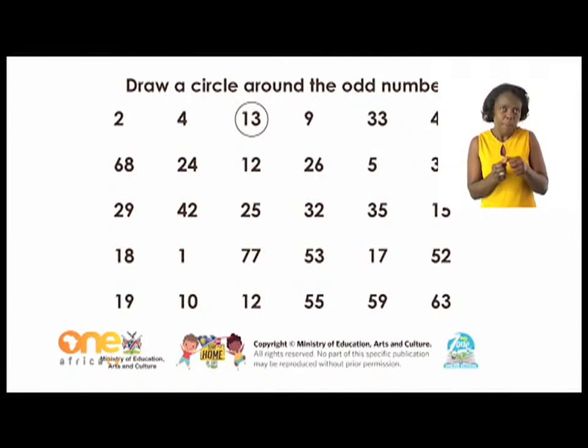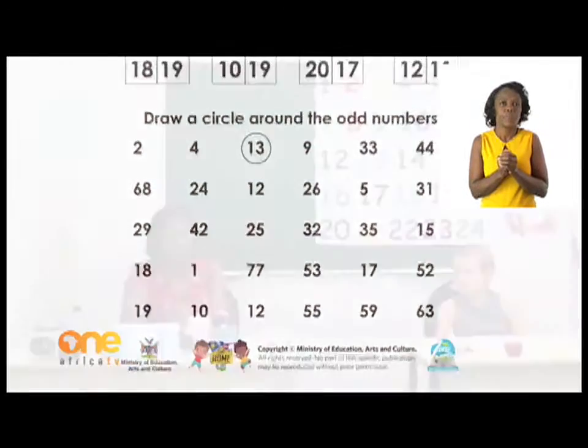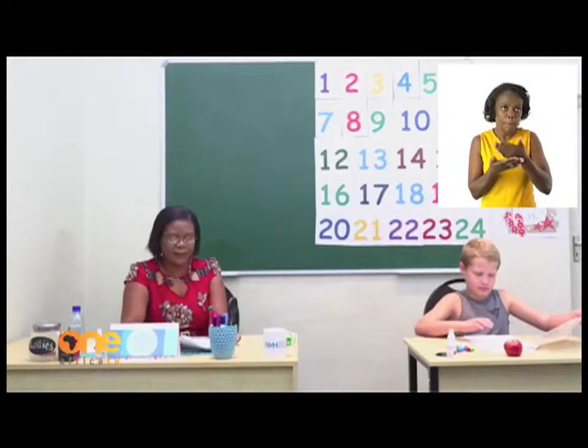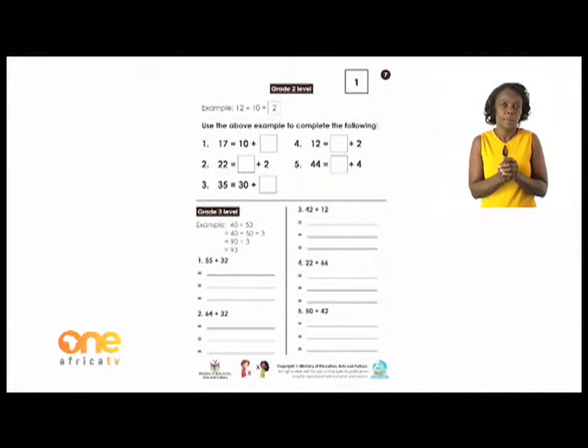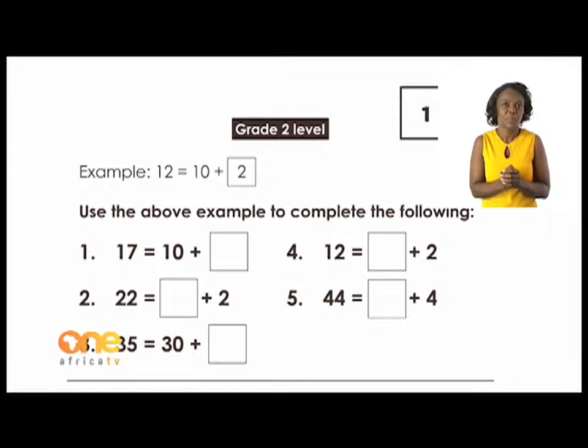You skip them when you are counting in 2. Now we can go to page 7. Page 7 is a bit of a challenge, but I'm going to explain to you nicely how you can get to the answer. Let's look at the first example that they have given us.